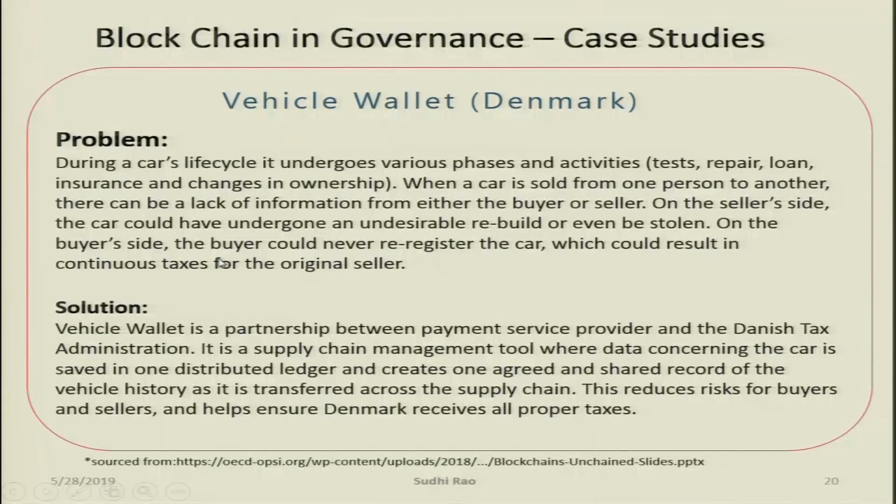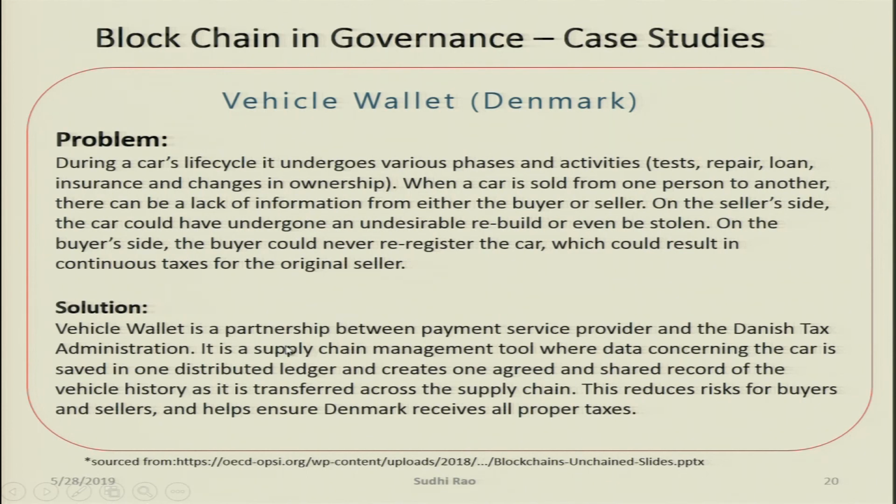And imagine in a country like India, we simply cannot get such information so easily. On the buyer side, the buyers could never re-register the car, which could result in continuous taxes for the original seller. I could buy the car, not register it, not go to the RTO office and change. So the tax demand will go to the original owner because the car is still in the original owner's number. So all these are problems in vehicle ownership, and let us see how it is solved by using a blockchain. That is, it keeps track of the life history of that particular entity, that is a car.